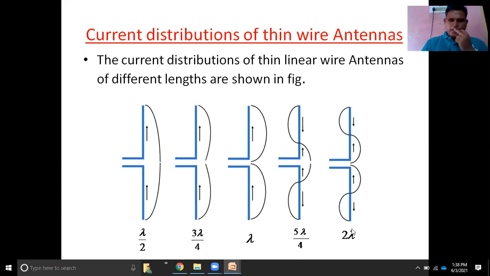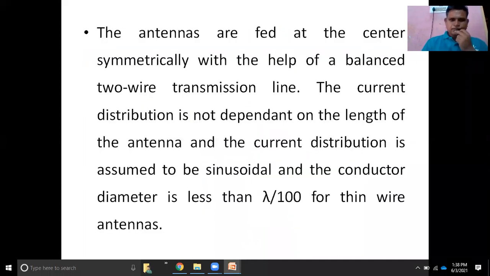Suppose the length of this antenna is 2 lambda, the current distribution is like this. Up to here it is lambda by 2, here is lambda by 2, and this is lambda by 2 and lambda by 2. You can see the current distributions in thin wire antennas of different lengths.